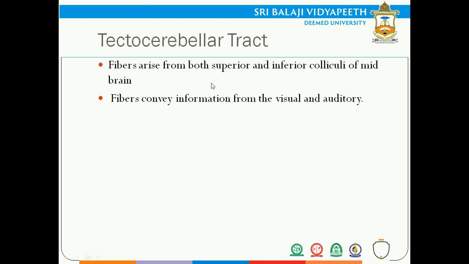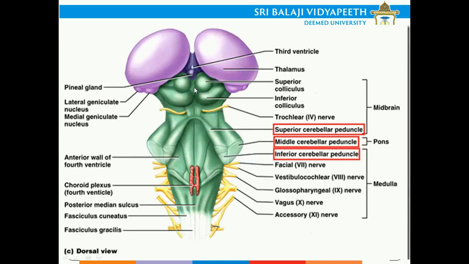Coming to the tectocerebellar tract, fibers arise from both the superior and inferior colliculus. Fibers from the superior and inferior colliculus of the midbrain go to the cerebellum. So going back to the image, which is the colliculus, this rounded structure is called the colliculus. This is the superior colliculus and this is the inferior colliculus.